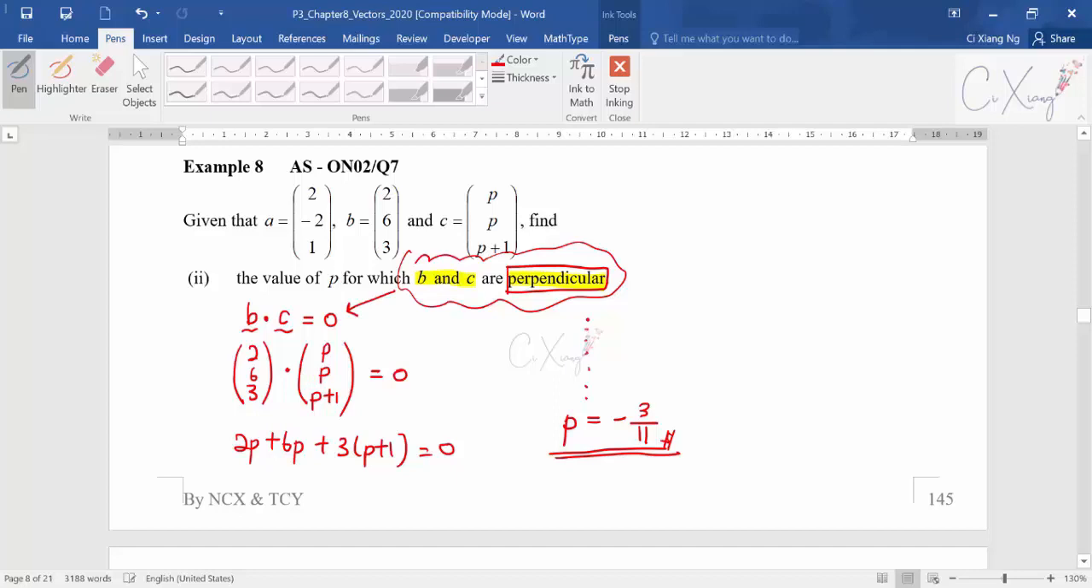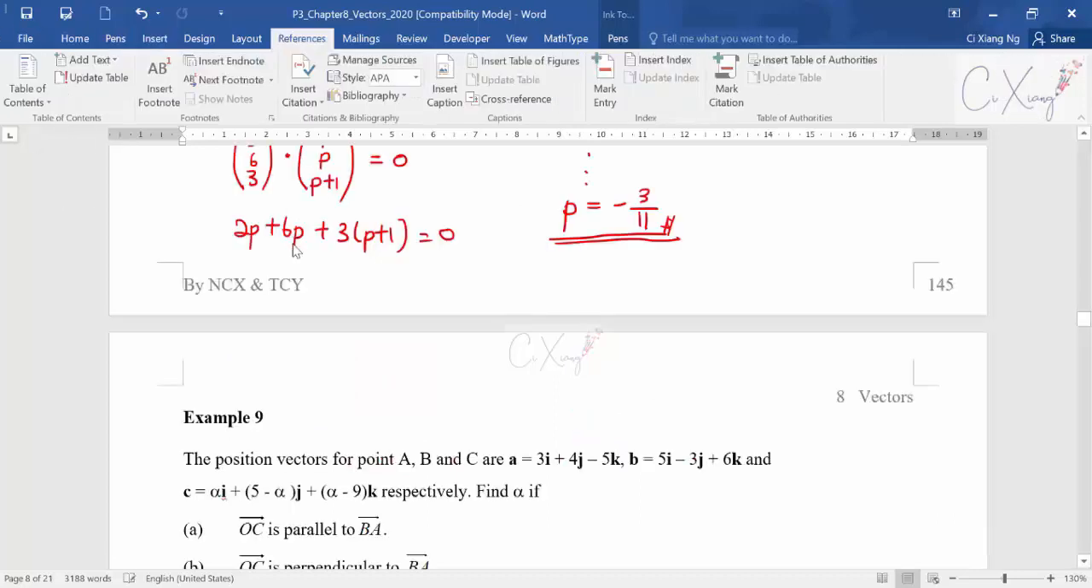B dot C equals 0. I think it is not hard to understand, right? It is quite simple as long as you know how to link the word perpendicular with the result formula B dot C equals 0. Okay, so this is what you have for example 8. Then we continue to example 9.